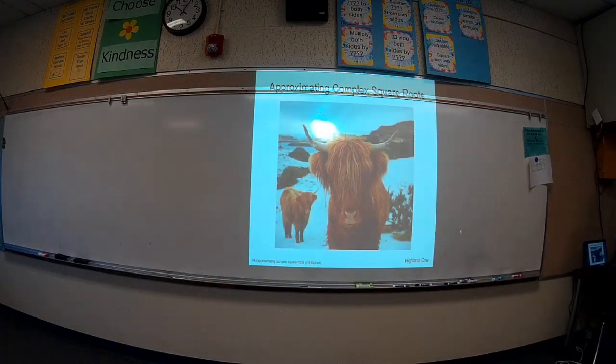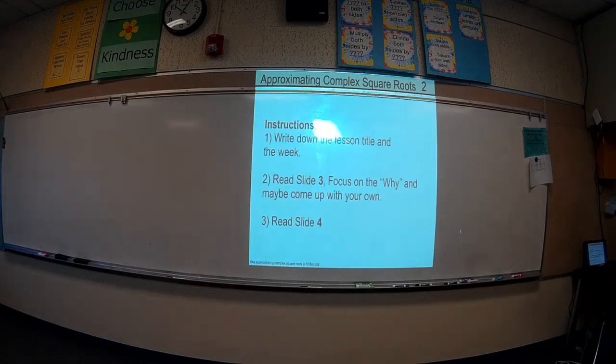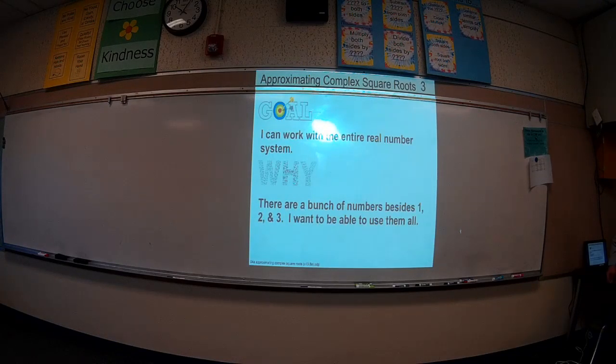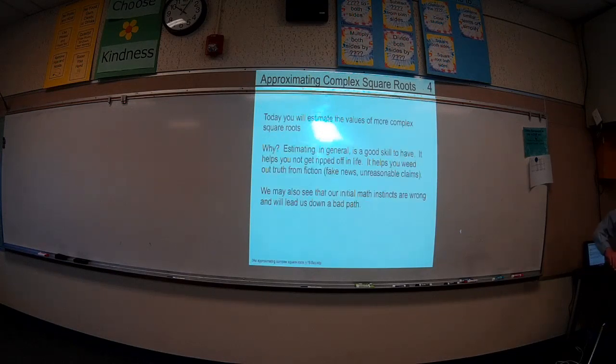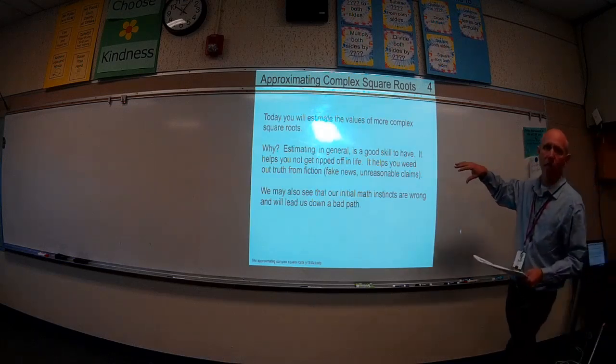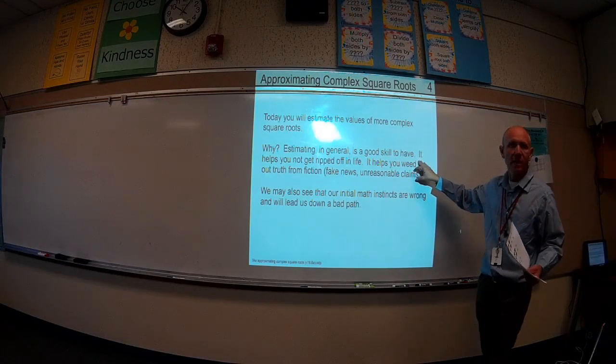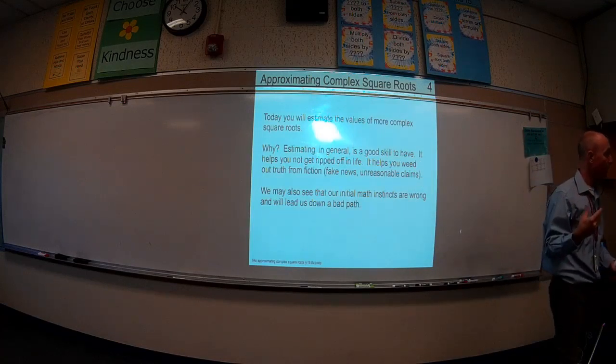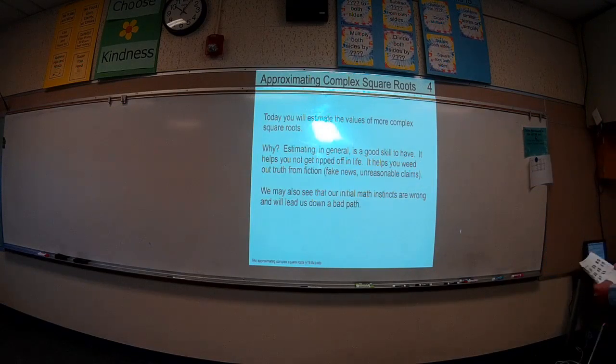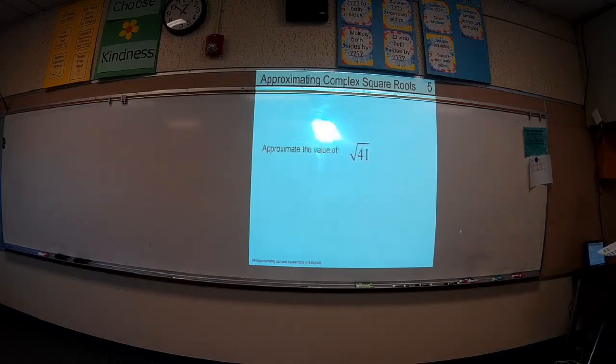What is the current learning goal? Well, I'm using the seating chart right here. I'm going with Cassidy. Cassidy, current learning goal. I can work with the entire real number system. And then Marvin, why? There are a bunch of numbers besides 1, 2, and 3, and I want to be able to use them. Yes, you do. And we've already talked that estimating is a great skill to have in general, and that's why we're doing this. Even if we don't estimate square roots in our normal life, we do estimate other things. So we're working on that.